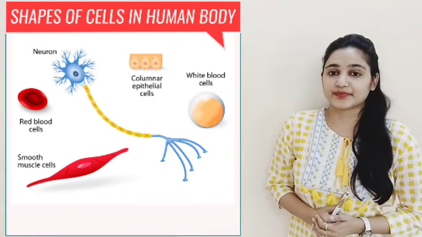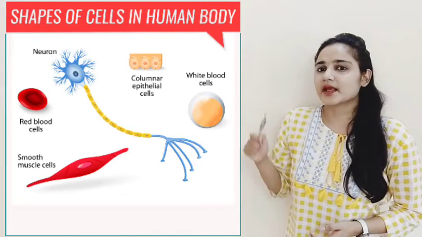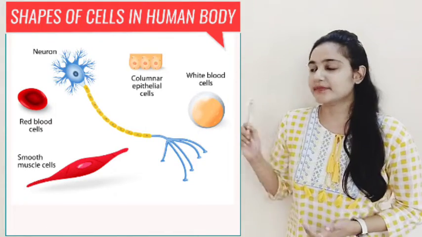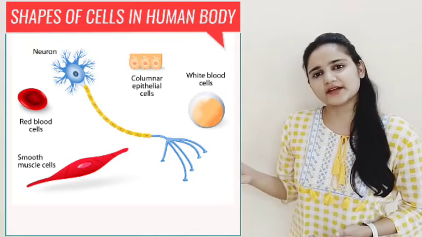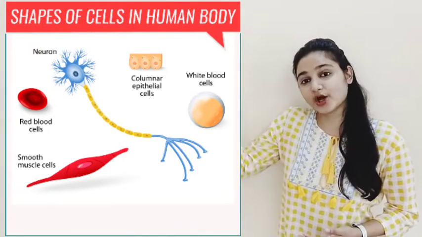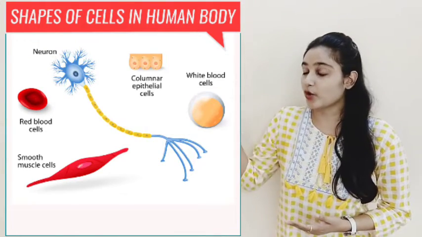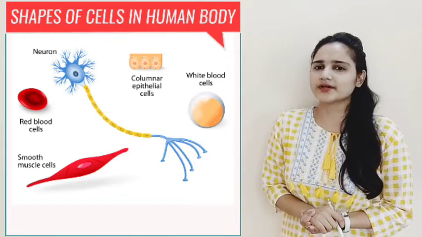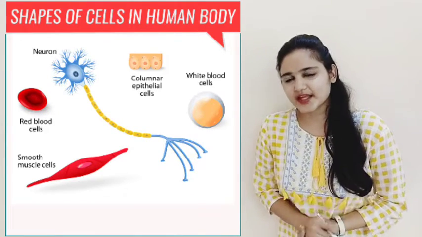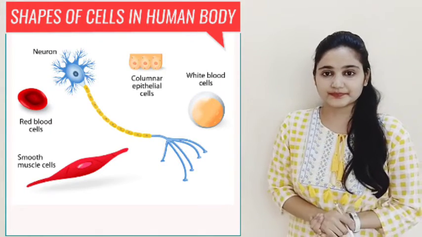For example, there are cells which are spherical, round, elongated, amoeboid shape, and spindle shaped. For example, nerve cells are elongated. White blood cells are amoeboid in shape. And what about the red blood cells? Red blood cells are spherical. They are round in shape.